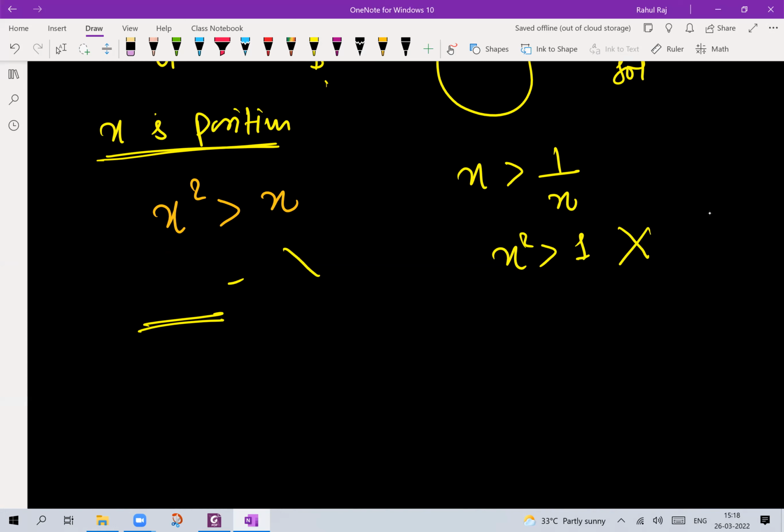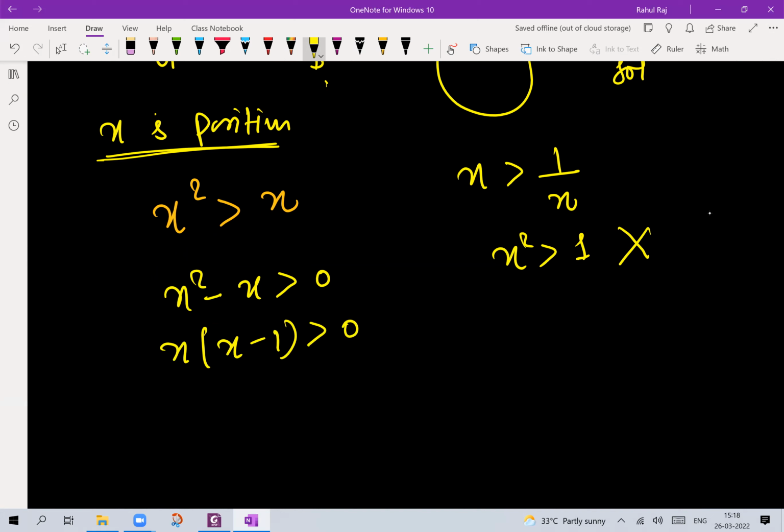So how do you solve it? Please see here. You can always transpose the variable from one side to the other side. So imagine, can I do this: x square minus x greater than 0? Can I take a common x into x minus 1 greater than 0? Now this x can be written as x minus 0 into x minus 1 greater than 0, because anything minus 0 is anything. 4 minus 0 is 4, 10 minus 0 is 10, 20 minus 0 is 20, x minus 0 is x.